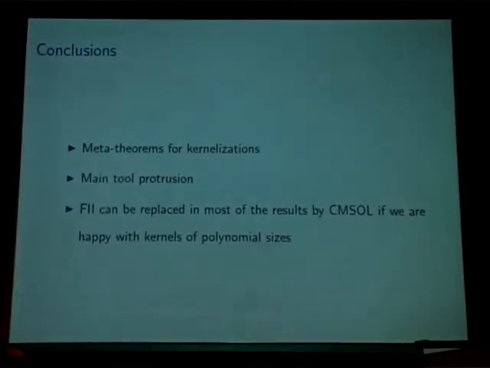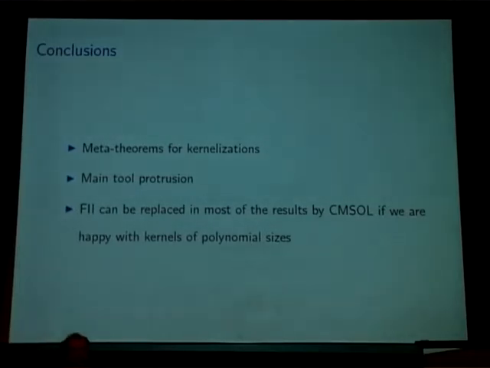Yes, to conclude: what we discussed in these talks were several generic or meta-algorithmic results for kernelization, how to obtain kernelizations. I hope I convinced you a little bit that protrusion is a quite nice tool for these kernelization results. Every time we obtain a kernel, we use protrusions. That was the main tool. The other thing I want to mention is that finite integer index is a bit strange property.